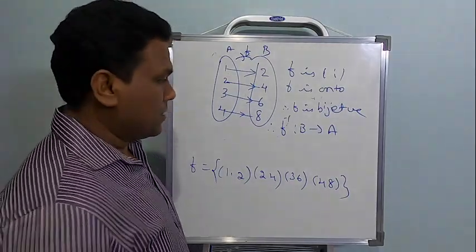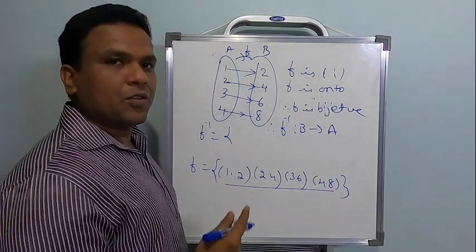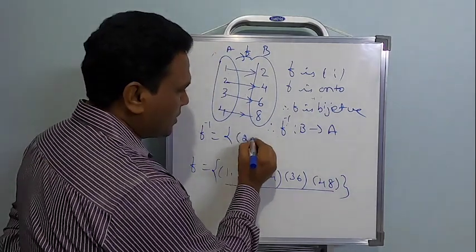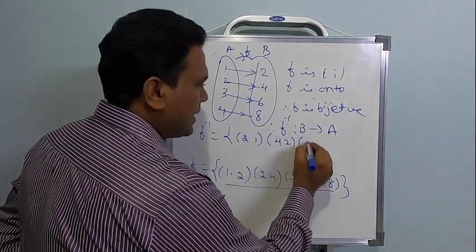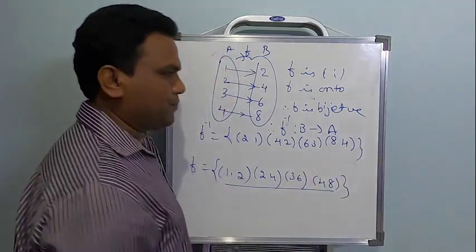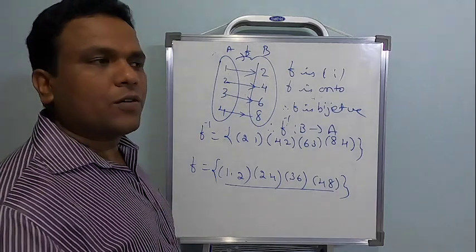How to find f inverse? Quite simple. Whatever the ordered pairs here, just reverse the elements of each ordered pair. So the first one 2, 1, the next one 4, 2, the next one 6, 3, and the next one 8, 4. That's how to express f inverse as a set of ordered pairs.